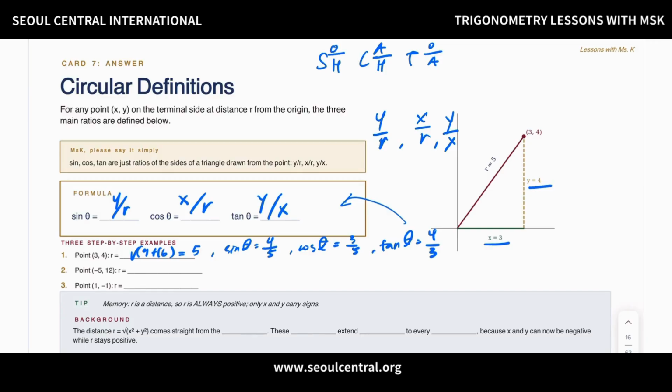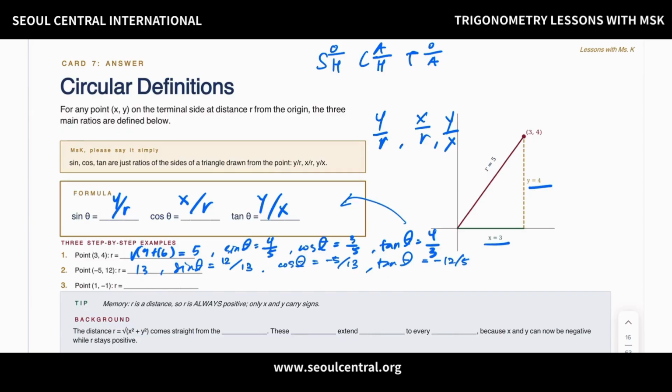Okay, so then let's try this again for (-5, 12). Okay, r equals 13. So sine theta equals 12 over 13. And cosine theta equals -5 over 13. And tangent theta equals -12 over 5. Okay, are we good with this?